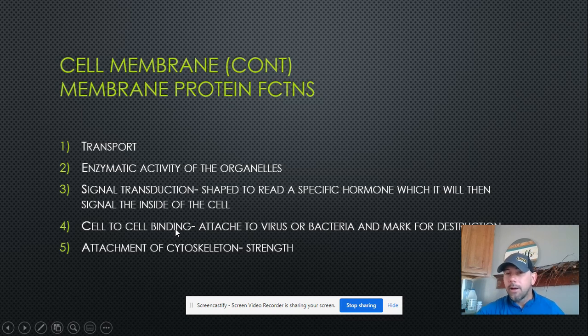Cell-to-cell binding, antibodies. Antibodies are an example of a protein. Antibodies would be an example of where we can mark viruses and bacteria for destruction. If something is foreign to our body that we don't really want or need, we think that it is going to put us in danger. We can mark it, and then eventually we'll come back and kill it off, or basically destroy it. We didn't really get to the immune system all that much this year. It was going to be something that we were going to cover after we get in with ecology.